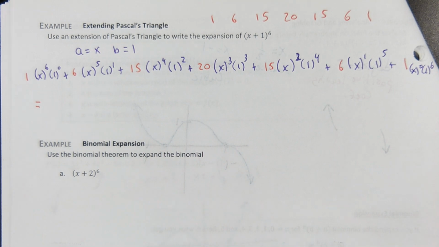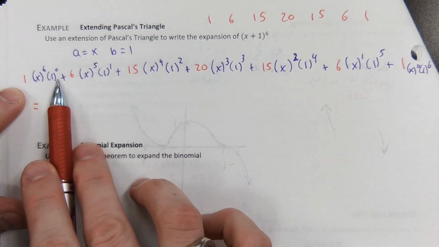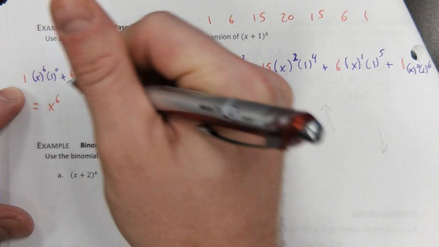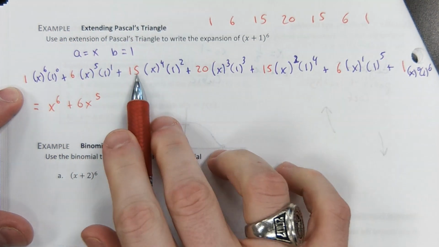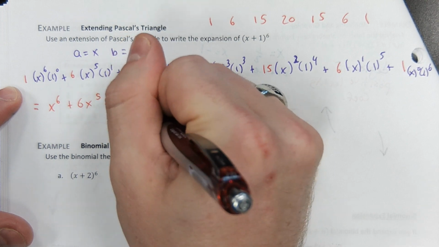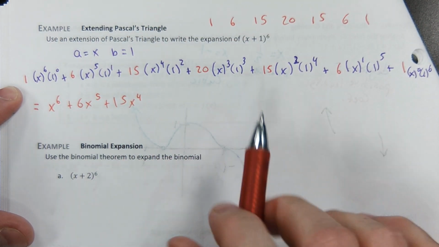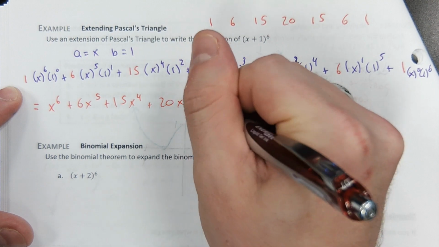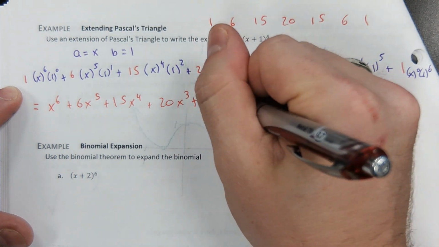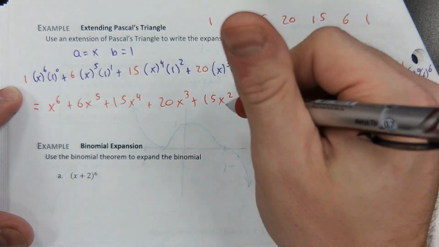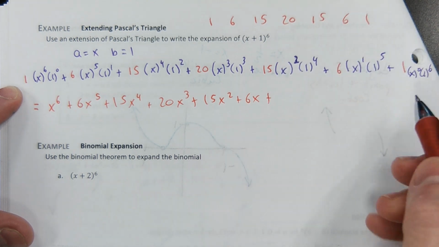Like I said, A being just an X with no coefficients or powers, and B being just a 1, these were gifts. It made this very, very easy. This front term is just going to be X to the 6th. This is 6X to the 5th. 15X to the 4th. 20X to the 3rd. Forgot where I was for a second. 15x squared. 6x. And a 1.